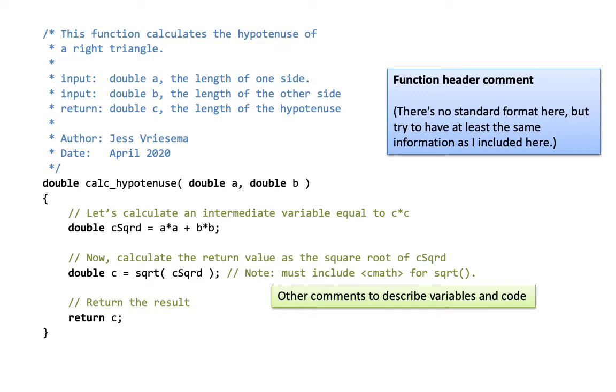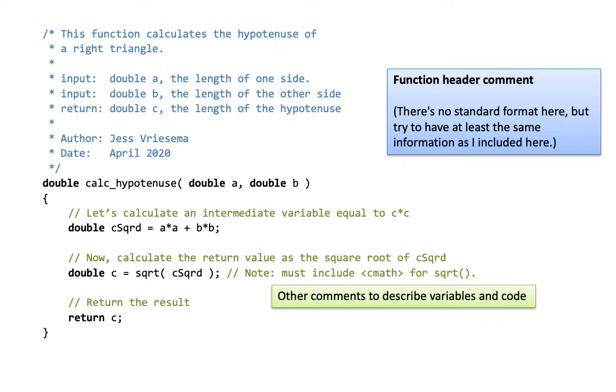I've got a summary of the function on the top. I describe each of the inputs, I describe the output, and then I say what my name is and I say the date. And you can see the style guidelines for roughly how to do those. There's not a set format. This is one format that I chose here. You can do things a little differently too.